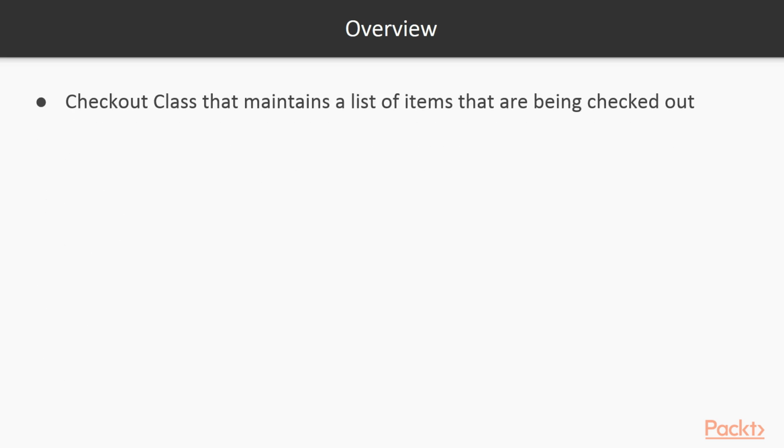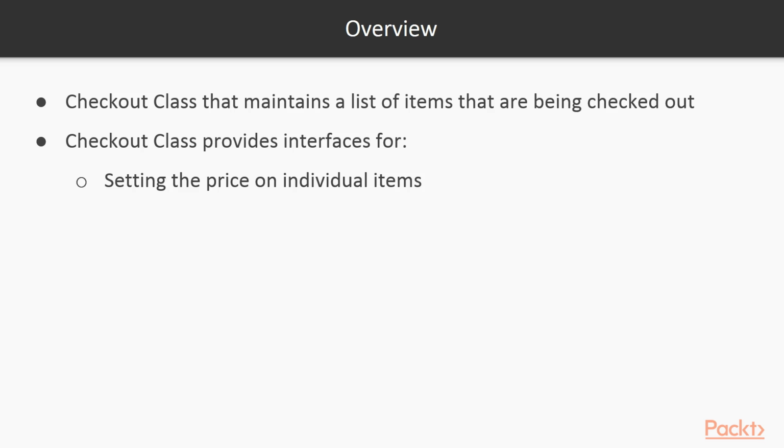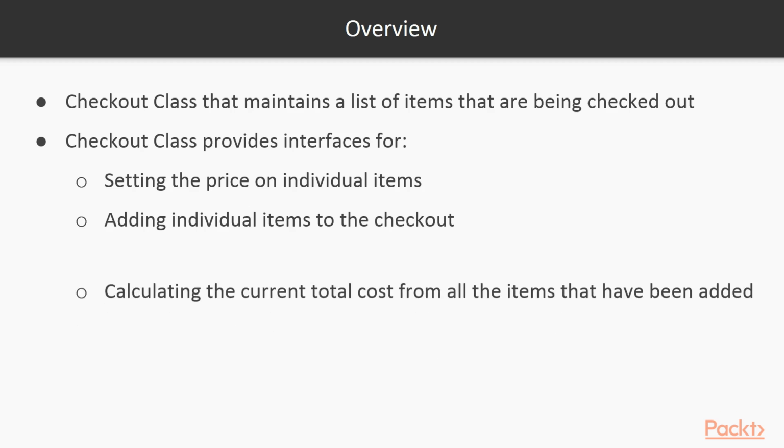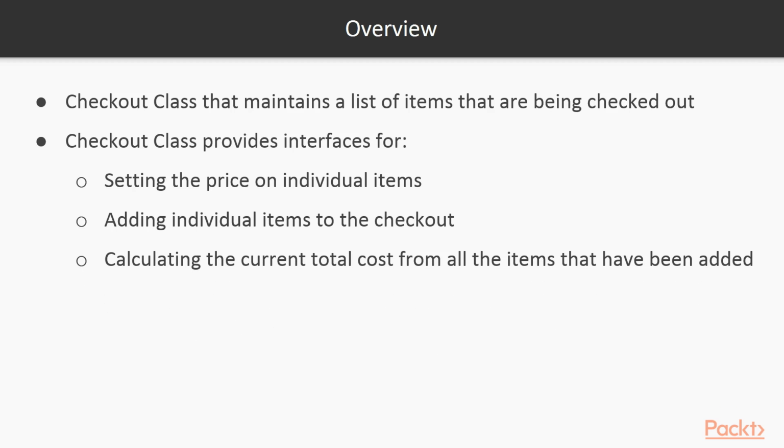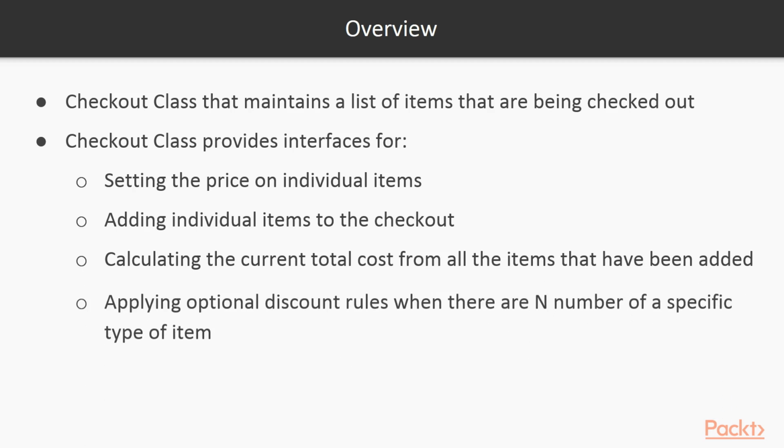In this kata, I'll be implementing a checkout class that maintains a list of items that are being added during a checkout at an online store. This class should provide interfaces for setting the price on individual items, adding individual items to the checkout, calculating the current total cost from all the items that have been added, and applying optional discount rules when there are n number of a specific item type, i.e. 3 for $1. The checkout class has the following test cases that I'll go through as I'm implementing the class with TDD.